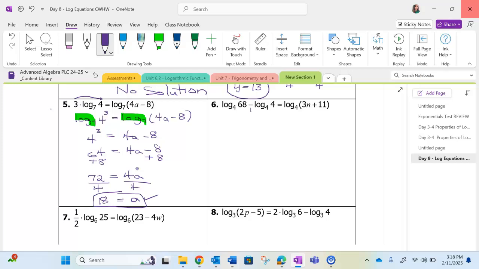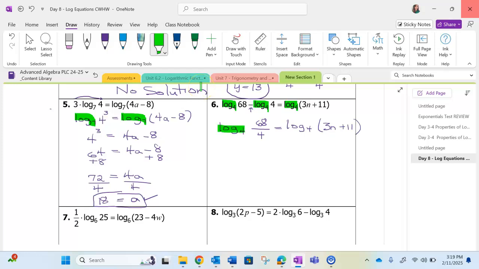Now I have a minus sign here, but let's check something. I have log base 4 and log base 4. 2 of them on this side, 1 of them on this side. So I need to condense the left side. So I'm going to write log base 4 once. I know this minus sign means division. So my 4 is going to go on the bottom in the denominator, and 68 goes on the top, equals log base 4 of 3n plus 11.